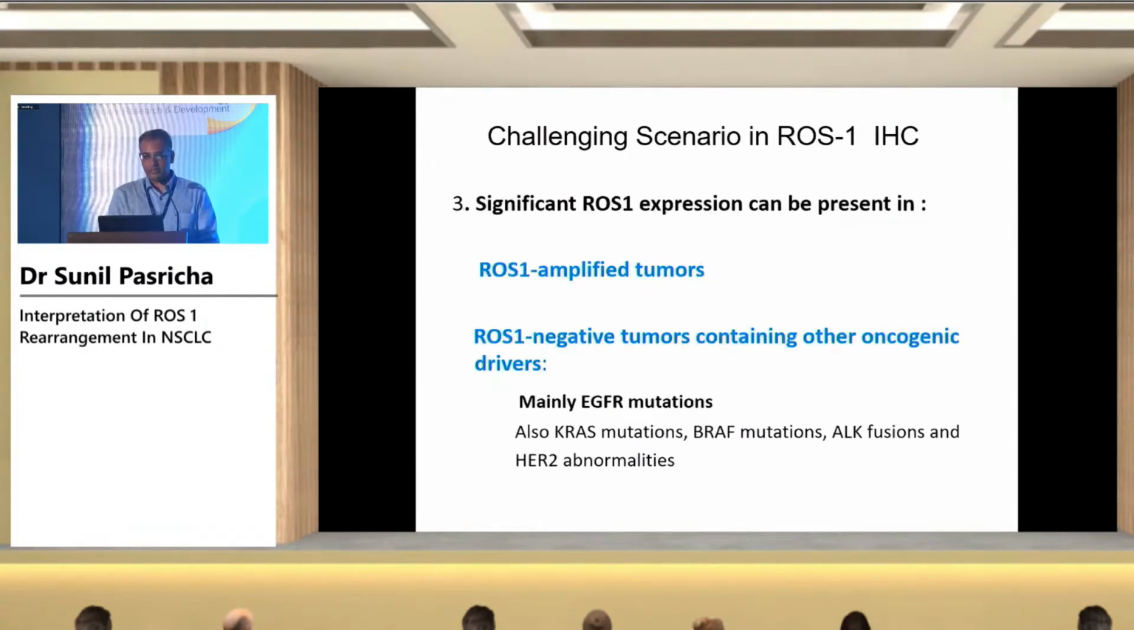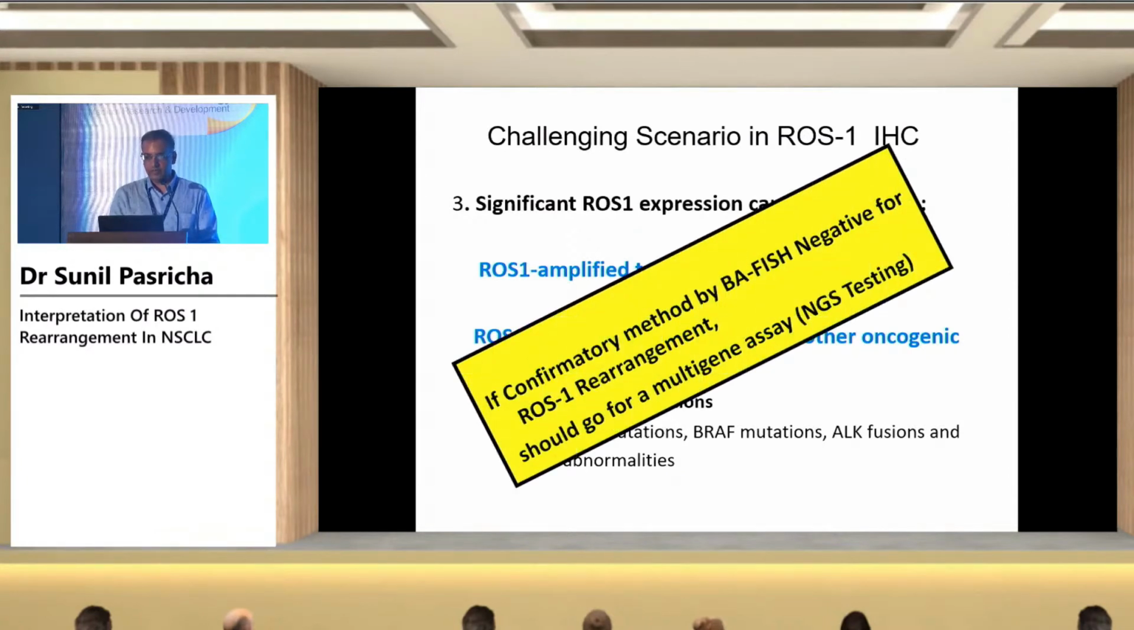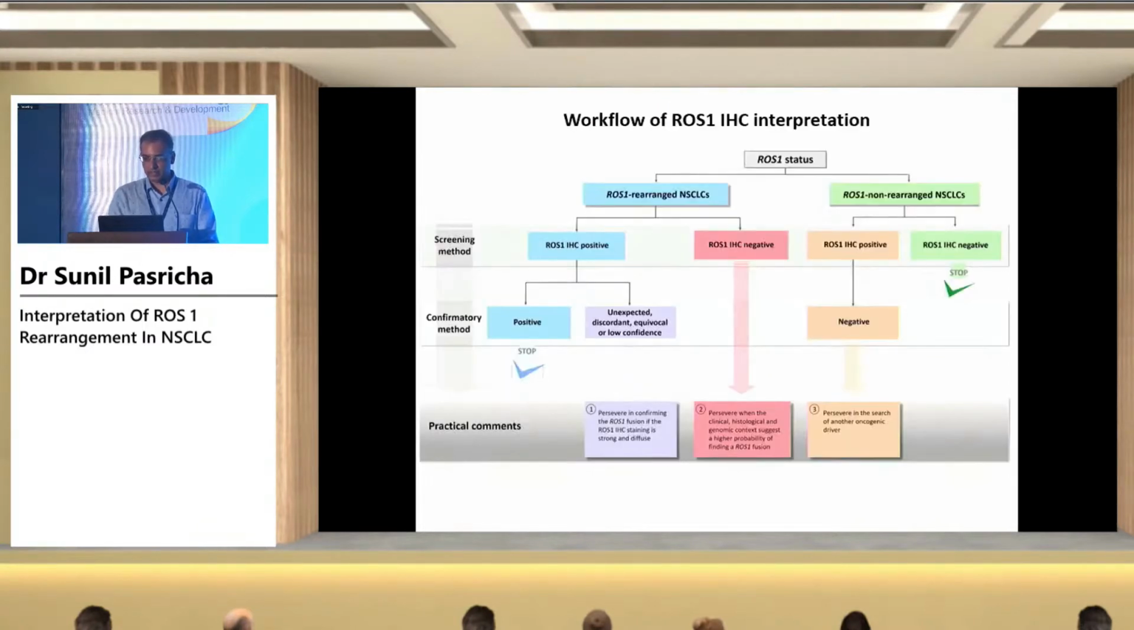The third scenario is that significant ROS1 expression can be present in ROS1 amplified tumors or ROS1 negative tumors containing other oncogenic drivers, mainly EGFR mutation, also KRAS, BRAF, ALK, and HER2 abnormalities. So if the confirmatory method, break apart FISH, is negative for ROS1 gene rearrangement, one should go for NGS testing. So this is the workflow algorithm of the ROS1 IHC interpretation along with the challenging scenarios that I've just explained.